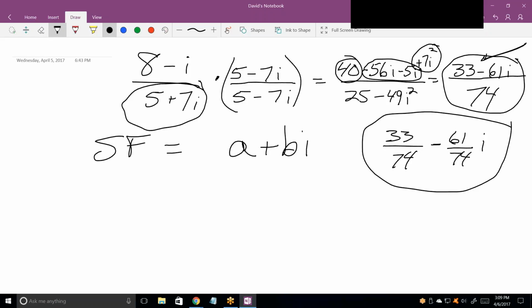Notice you can always separate fractions when you have a single denominator. It's that fraction minus that fraction. The 74 is the common denominator.